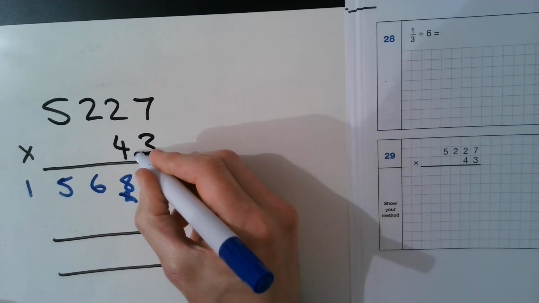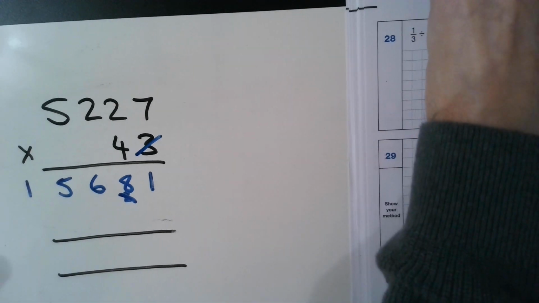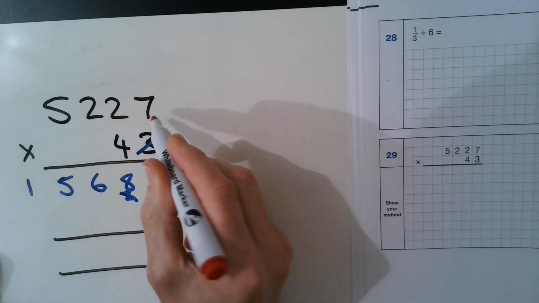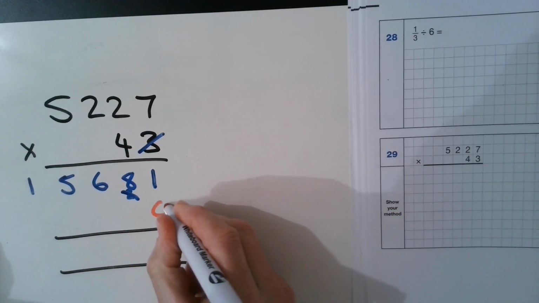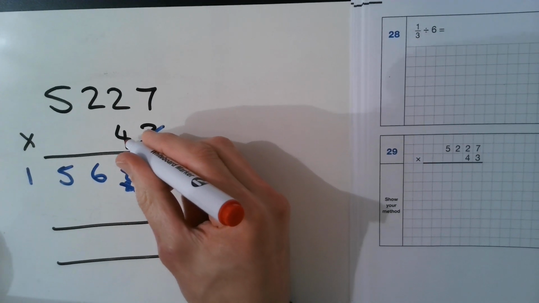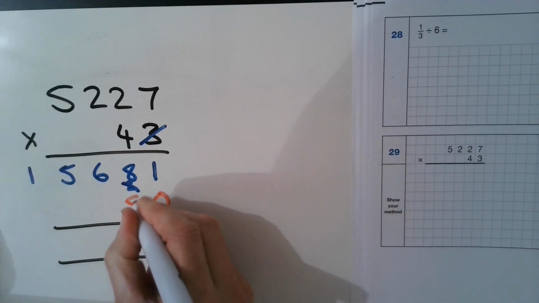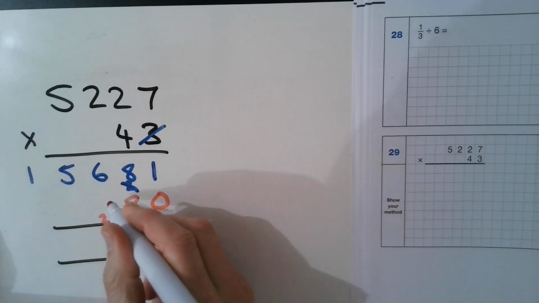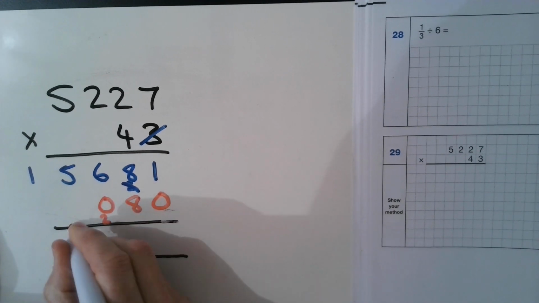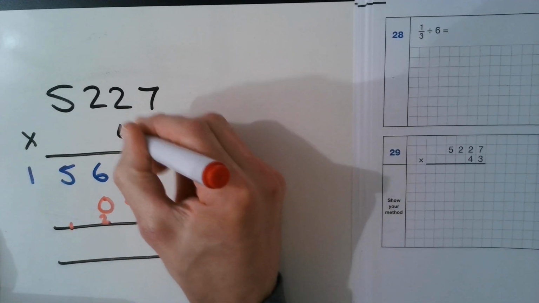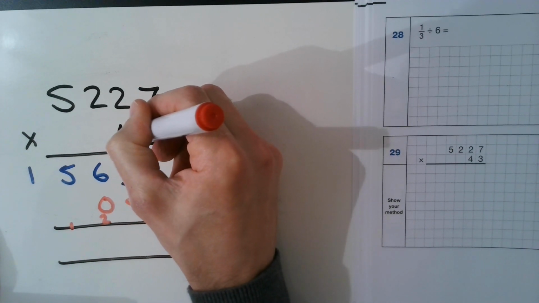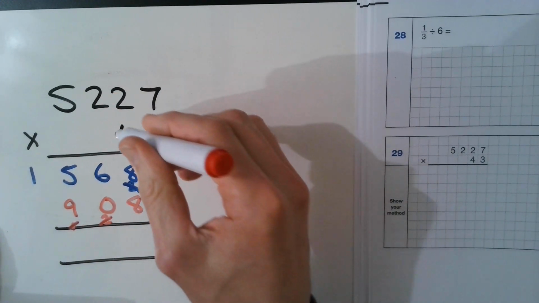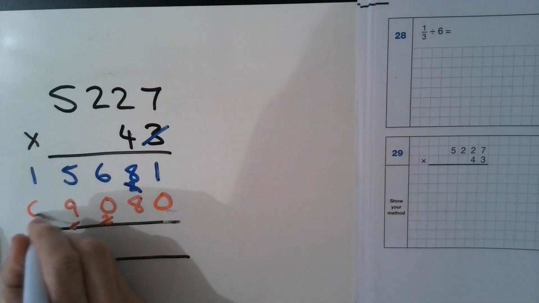And now, because we're multiplying by 40, we're multiplying 5,227 by 40. But if we put a 0 there, we can just think of it as a 4. So it's 4 lots of 7 is 28. 4 lots of 2, 8, add on the 2, that's 10. And now this one: 4 times 2 is 8, add on the 1, that gives us 9. Finish with those 2. And 4 times 5 is 20.